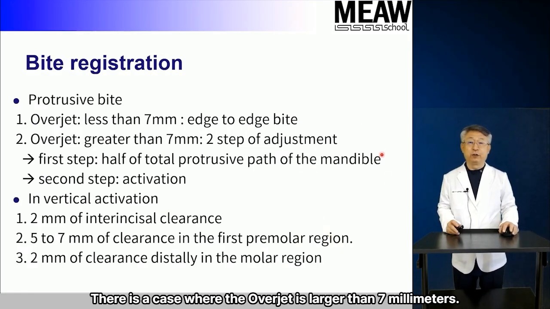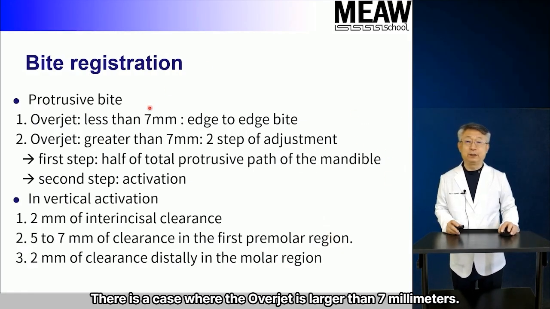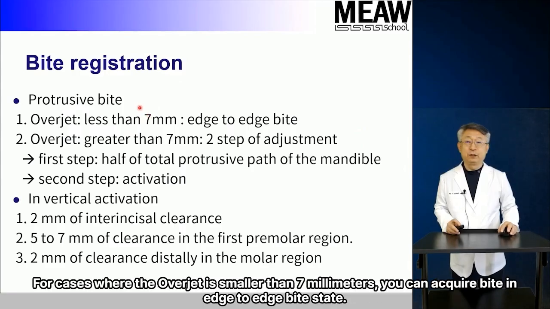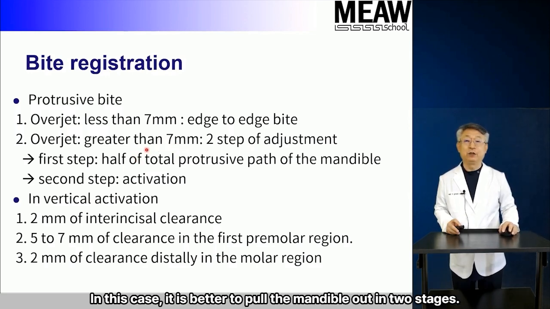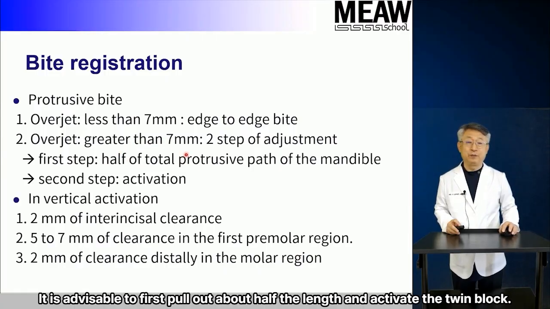There is a case where the overjet is larger than 7 millimeters. For cases where the overjet is smaller than 7 millimeters, you can acquire the bite in edge-to-edge bite state. When the overjet is larger than 7 millimeters, the patient feels uncomfortable when the bite is acquired in edge-to-edge bite state. In this case, it is better to pull the mandible out in 2 stages. It is advisable to first pull out about half the length and activate the twin block.